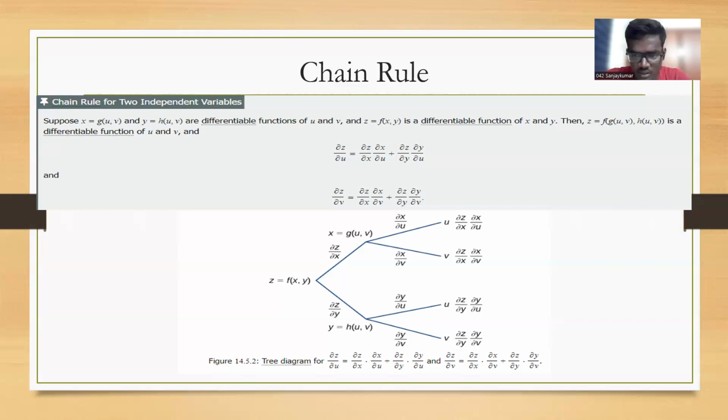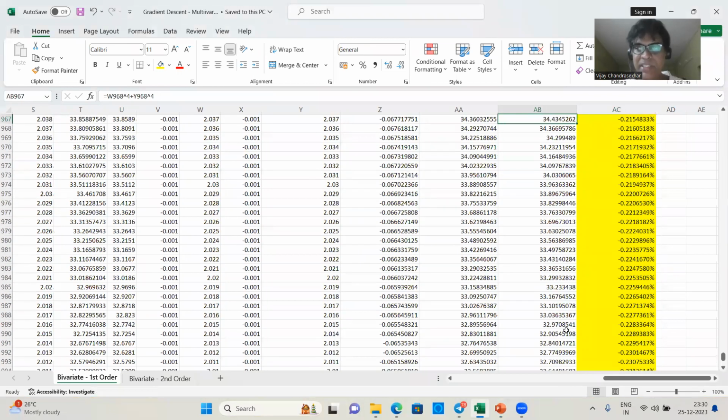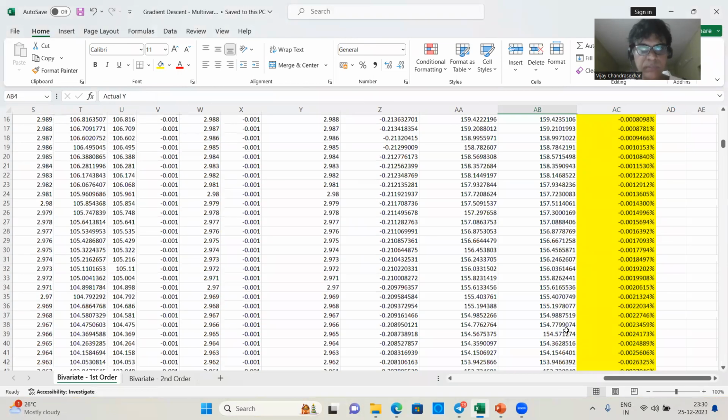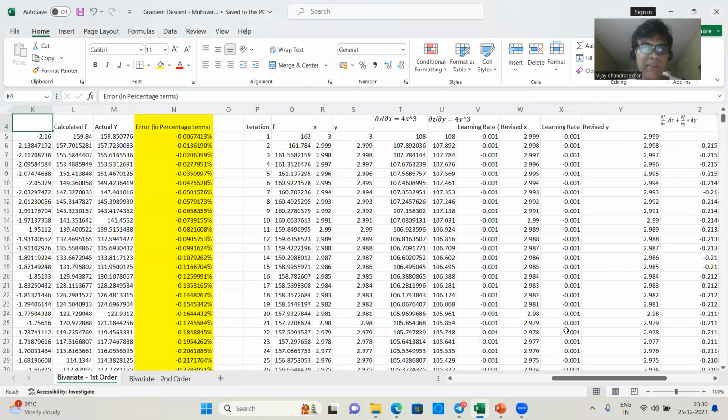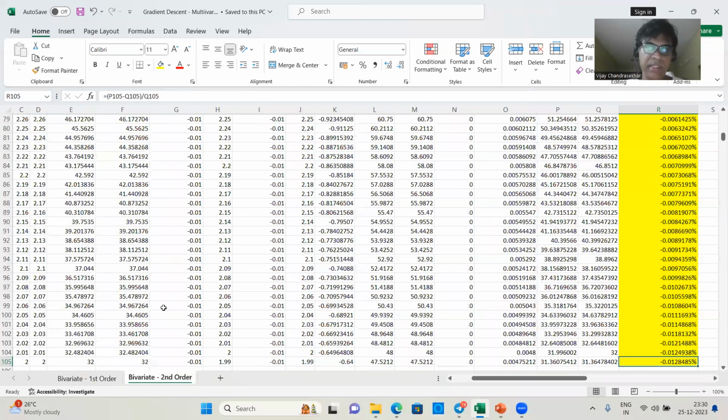Yes, please. Go ahead. Can you go to that Excel? Sure. I don't understand the many terms there. Yeah, this one, can you repeat it? Okay. Which one? Do you want to look at the bivariate first order or the second order? There are 2 tabs here. Second order. All right, second order.